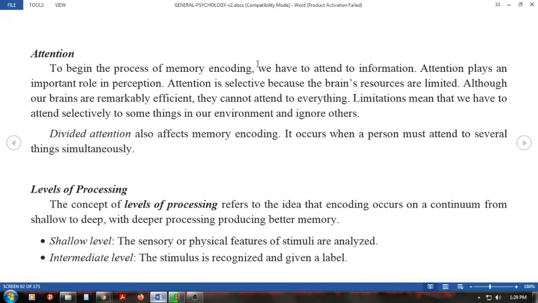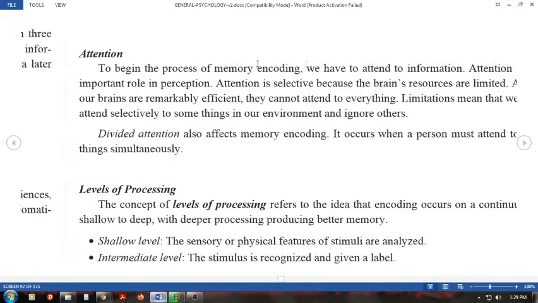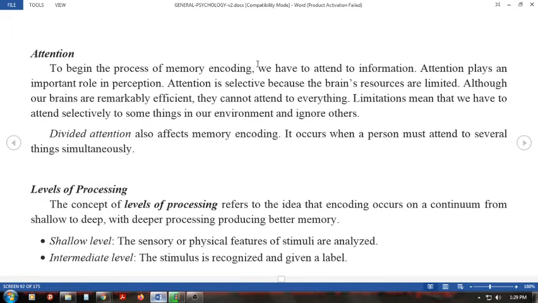Okay, so next aspect sa encoding, we have the attention. Is the first aspect of encoding. Sakto ba? First aspect? Yes. It's the attention. To begin the process of memory encoding, we have to attend to information. You have to have your attention towards the information that is placed in front of you. Attention plays an important role in perception. Attention is selective because the brain's resources are limited. Although our brains are remarkably efficient, they cannot attend to everything.